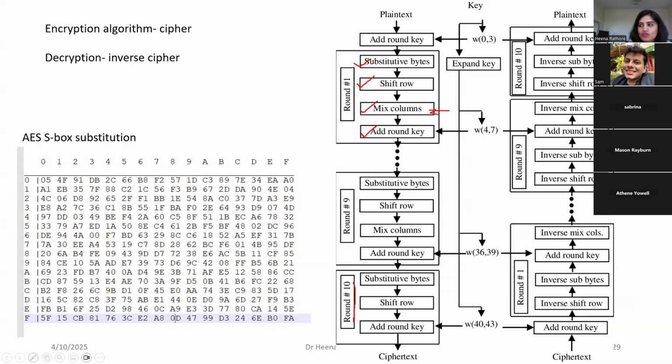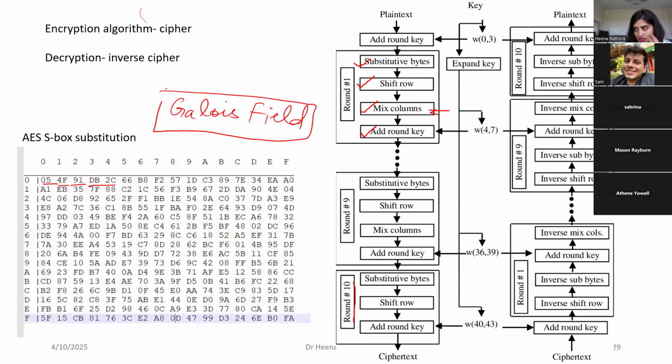In AES also, we have this S box substitution, but rather than predefined values, these values, 054F91DB2C, are generated using the concept of Galois field. I will not be covering this because it is a little bit in depth to make you understand how exactly these S box values are created.